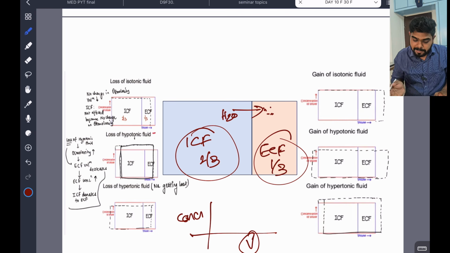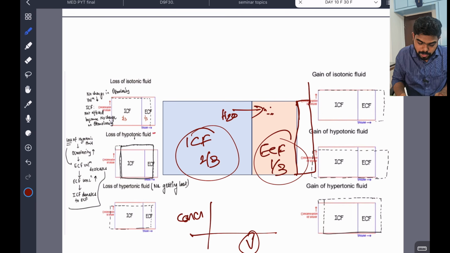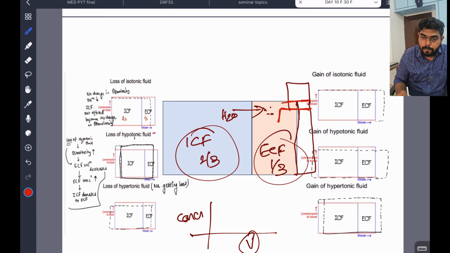So any volume gain, this graph will shift here. Volume gain means the graph will shift here. If it is hyperosmolar, osmolarity also will be high. If it is low osmolar, this osmolarity will come down. If it is isotonic, it will be in the same line only. Simple. So imagine hyperosmolar solution gain means here osmolarity increases, low osmolar water will shift from here to there. We describe. So now you see here.